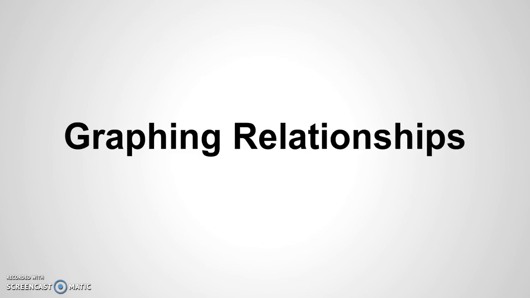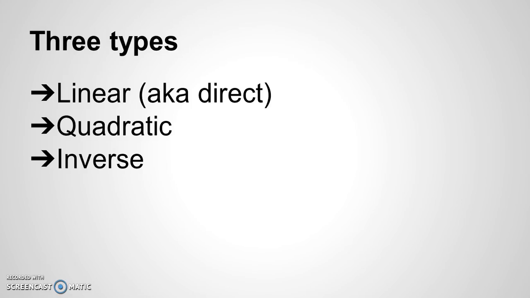All right, we have seen extensively in our first couple of weeks the linear function, so that will be our starting point. Here we see the three types that we will specifically address: linear, also known as direct relationship, quadratic, and the inverse. These are the three types of functions that we will work with extensively in our physics classroom.